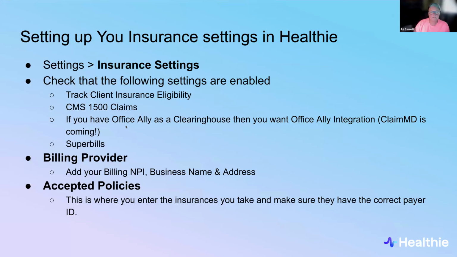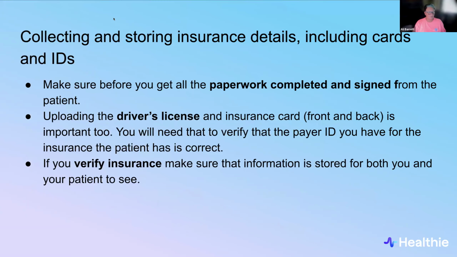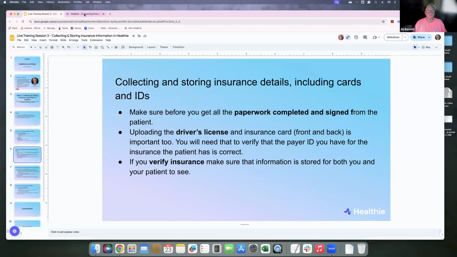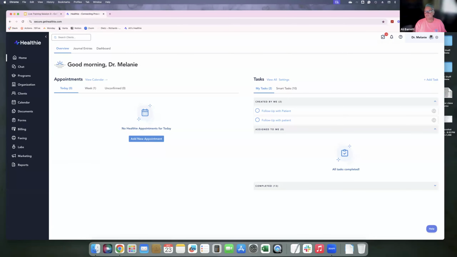marked as well. Your billing provider needs to be added. Add your billing NPI, your business name and address, and then the accepted policies. So this is where you'll enter the insurances you take and make sure you have the correct payer ID. So let's go ahead and I'll exit out of this and show you Healthy where you'd go for this.